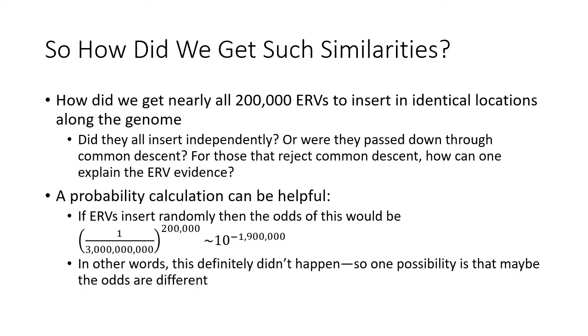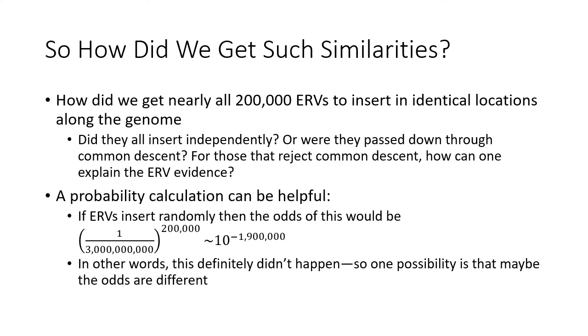Well, there may be a couple of things. Obviously, we could do a simple calculation like this. We could ask, did they all insert independently, or are they passed down through common descent? If we want to reject common descent, how can we explain this? Well, if they did insert randomly, the probability would be something like this. The odds of ending up in a particular spot are about 1 in the length of the genome, or about 3 billion base pairs. And then the odds that all 200,000 just so happen to insert in the same spot would be 1 over 3 billion to the 200,000th power. That is a stupidly large number, or small number. So that definitely didn't happen.